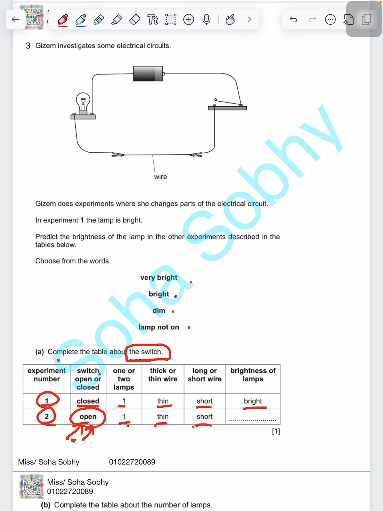What do you think of this switch is open? Does the lamp light or not? Yes, you are right. Lamp not on. Lamp not on because the switch is open, so electricity will not pass to the lamp. The circuit is incomplete. Got it?